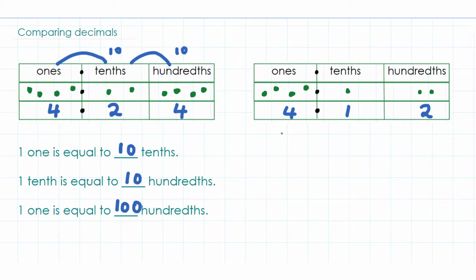So we compare the ones first, and we notice here they're the same. Now, if one was bigger than the other, we'd know that's the biggest number, and we wouldn't have to look at the tenths or the hundredths. But they're the same, so then we look at the next biggest value digits. That's the tenths. And in the first number, we've got 2 tenths compared to 1 tenth. 2 is greater than 1, so we know that's the bigger number. And we don't need to look at the hundredths. So we can say that 4.24 is greater than 4.12. Does that all make sense?